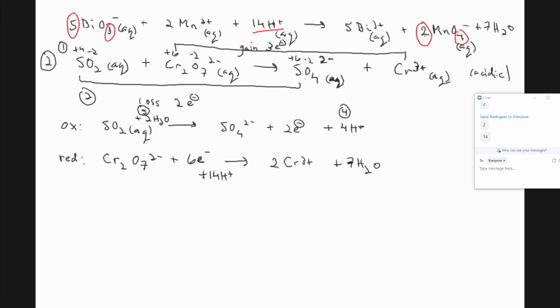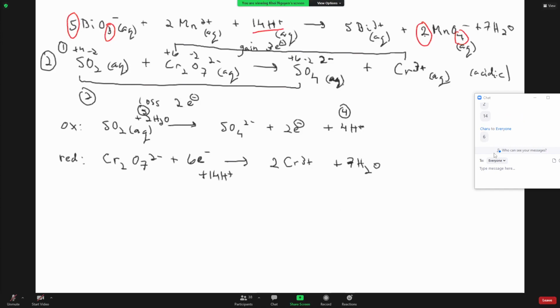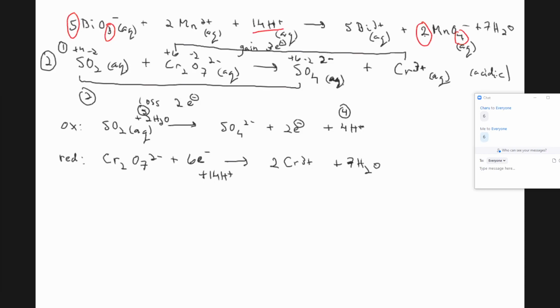Least common multiple between 2 and 6, everyone? 6. Good. Simple enough. So that means we do nothing to the reduction half reaction, and we multiply the oxidation half reaction by 3. So we're going to get 3 SO2 plus 6 H2O, right? We're going to get 3 SO4 2 minus plus 6 electrons plus 12 H pluses.